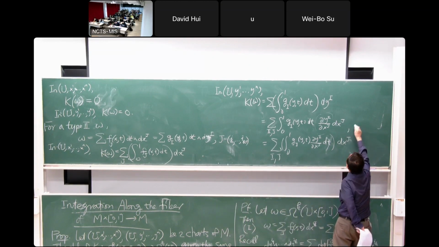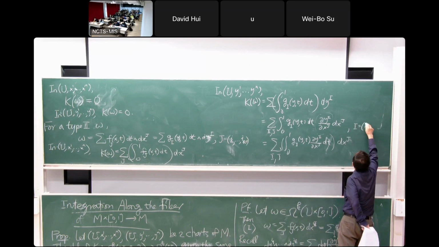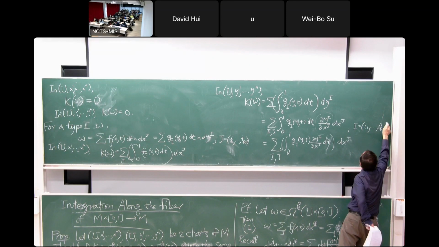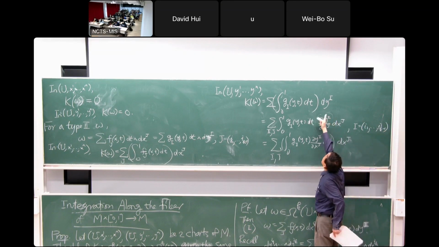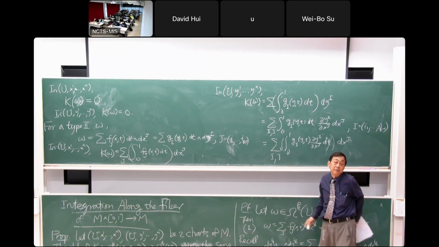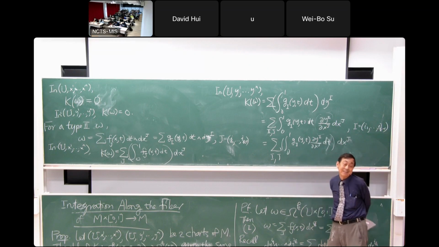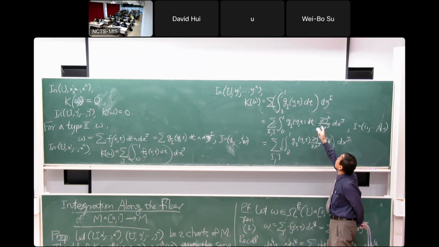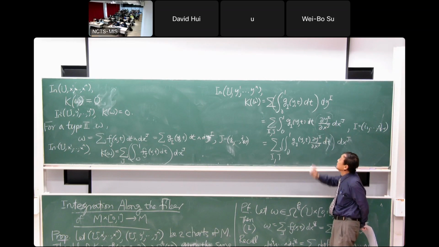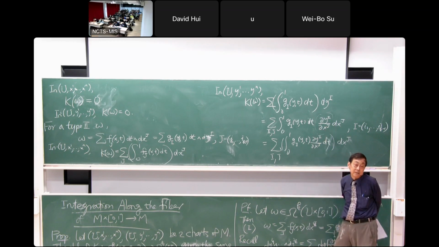And I goes from I1 to k minus 1, right? Because there's a dt there, so I also has only k minus 1 superscripts. Okay? Yeah, right. So anyway, this is a square matrix, and you can take its determinant. Okay, thank you.